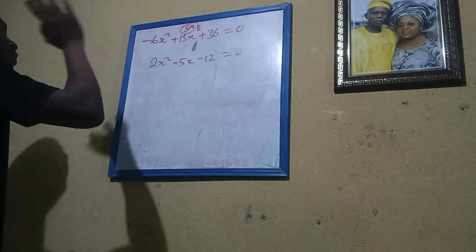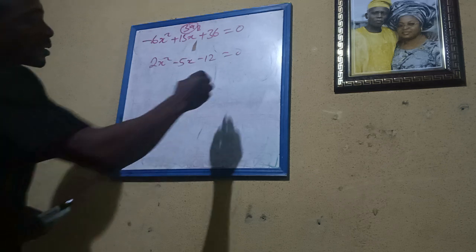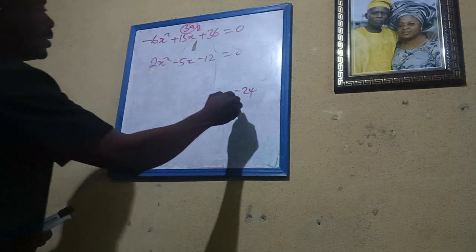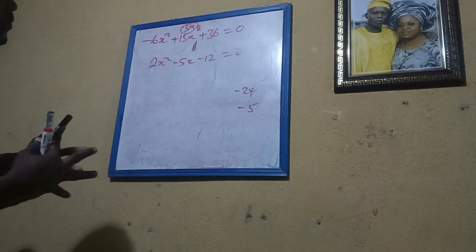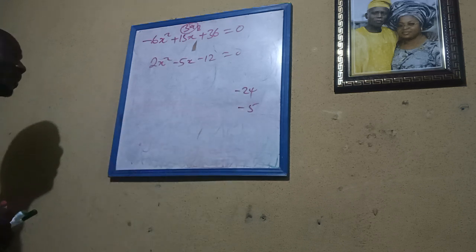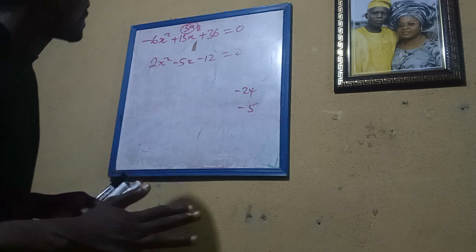So what we're going to do here is multiply this by this. Then we have minus 24. And then bring this one down, we have minus 5. So what are the two factors of minus 24 that when you add them together will give you minus 5? Then you battle with that. And once you get that, you have already gotten your answer.